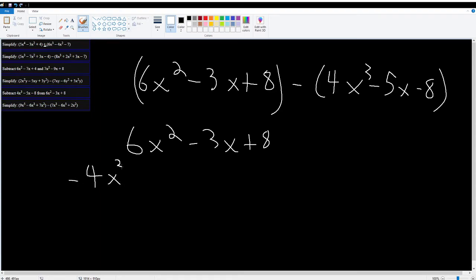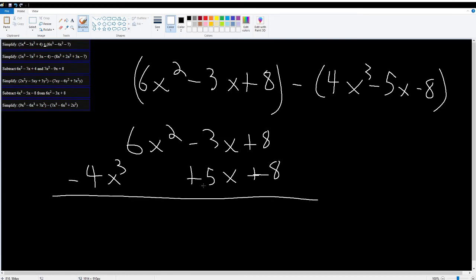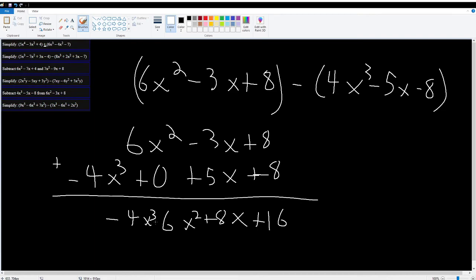So we could write it as 6x squared minus 3x plus 8 minus 4x cubed, plus 5x. I'm distributing the negative, and then plus 8. So what I'm doing here is I distribute the negative to each term, and I'm just treating this as addition. So this is 16, this is 8x, 6x squared comes down for the ride, because it's technically 0 here. And then we have negative 4x cubed.